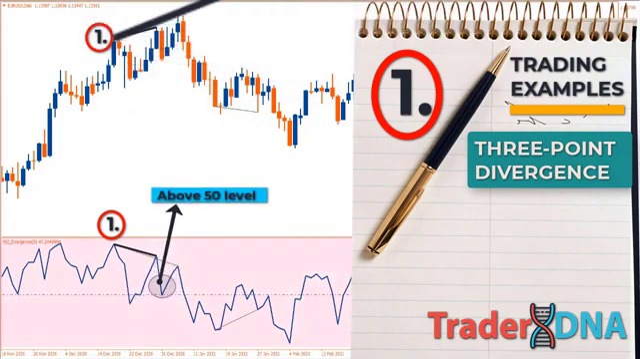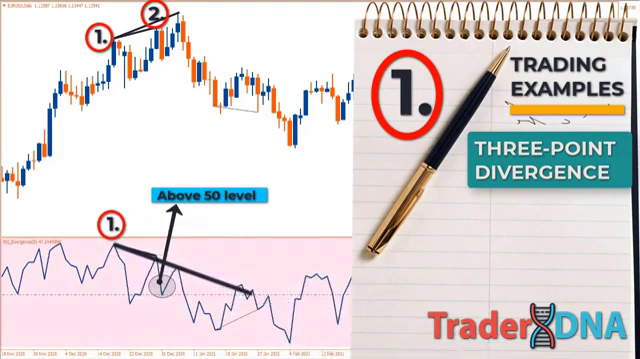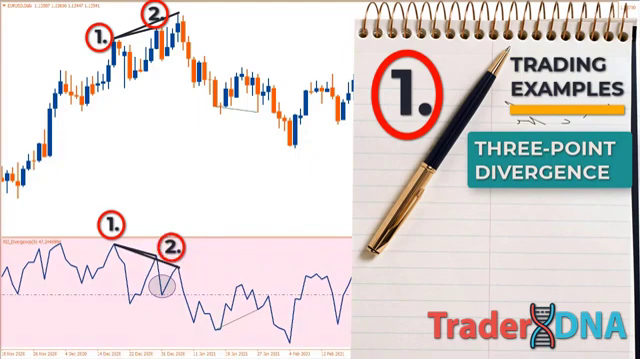Second, the market made another high after some sideways movement. However, the RSI did not make a higher high, and we got another bearish divergence. Although prices tested a new high, the market could not close above the previous trend extreme. This failure was a bearish sign.